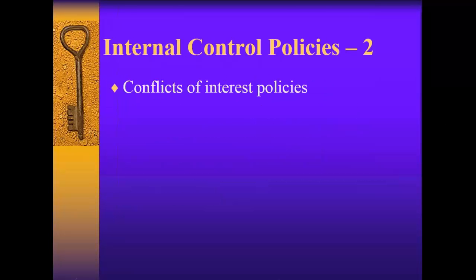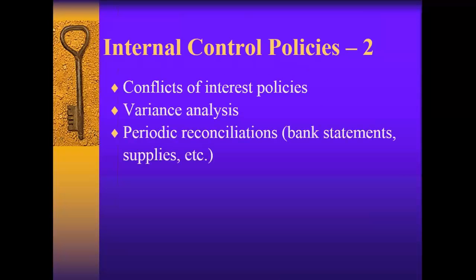Okay, internal control policies: conflict of interest, variance analysis, periodic reconciliation, bank statements, supplies, counting inventory. Doing a reconciliation of your bank statements immediately is an internal control. That's a detective control. Doing an inventory count of your supplies, comparing that to your perpetual inventory system, is a detective control.